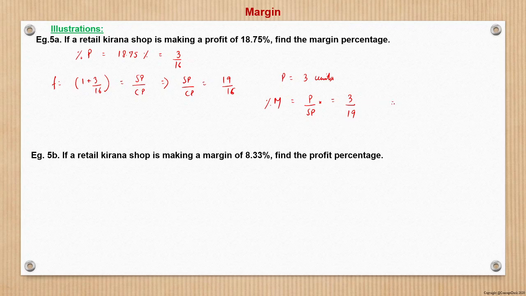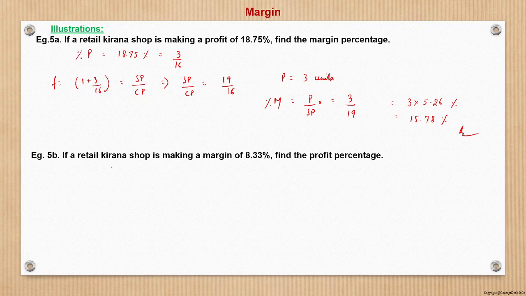1 by 19 we know. 1 by 19 is 5.26. So 3 by 19 is 3 into 5.26, which is nothing but 15.78%. So this is very easy. Now we'll do it quickly.